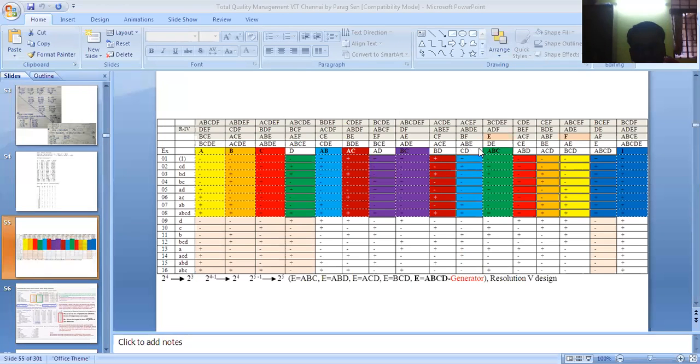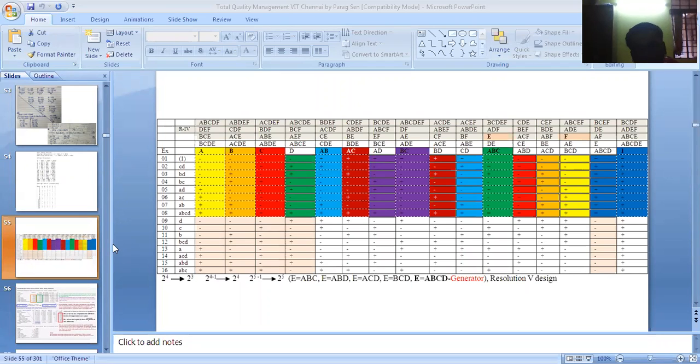BC, BD, CD. These are the ABC, ABD, ACD, BCD three-factor interactions. And this is the four-factor interaction ABCD, and this is the base level, where the column-wise entries will all have the positive value. Okay.